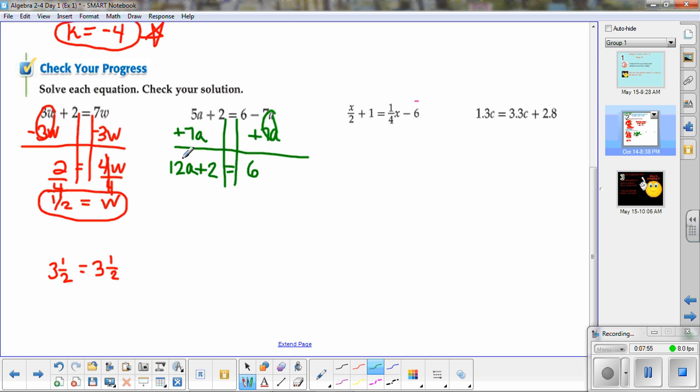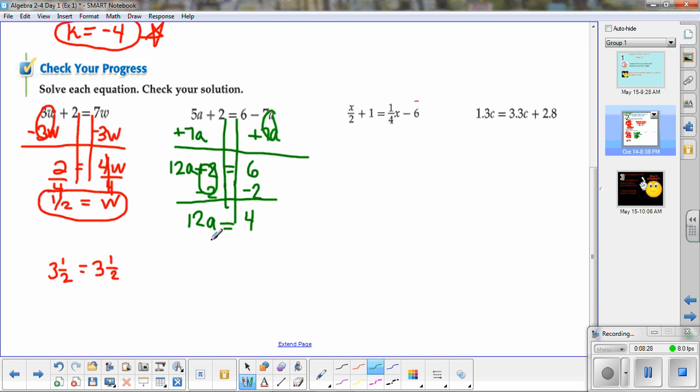Now to get the a all alone, we need to get rid of this plus 2. We're going to get rid of the plus 2 by subtracting 2 from both sides. Plus 2 minus 2, or a positive 2 and a negative 2, is 0. You have 12a equals 6 minus 2, which is 4.